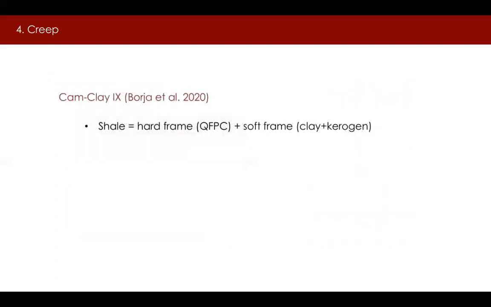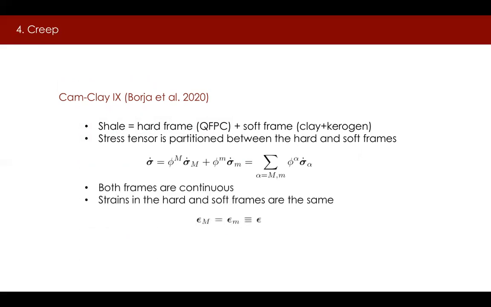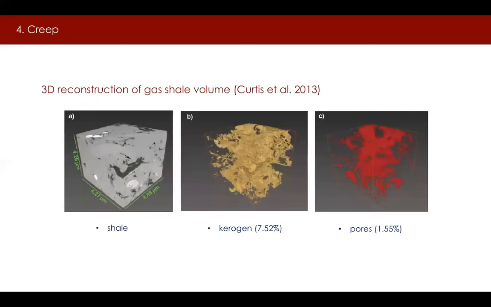We use the same idea in the CamClay-9 model, where shale is assumed to be composed of overlapping hard and soft materials. Thus, the stress tensor can be partitioned between the hard and soft material groups. Furthermore, if the distribution of the two groups is nearly 50-50 by volume, then the strains in the hard and soft material frames may be assumed to be the same. One can verify if the assumption of a continuous material frame is realistic for both the hard and soft material groups by imaging a small volume of shale.